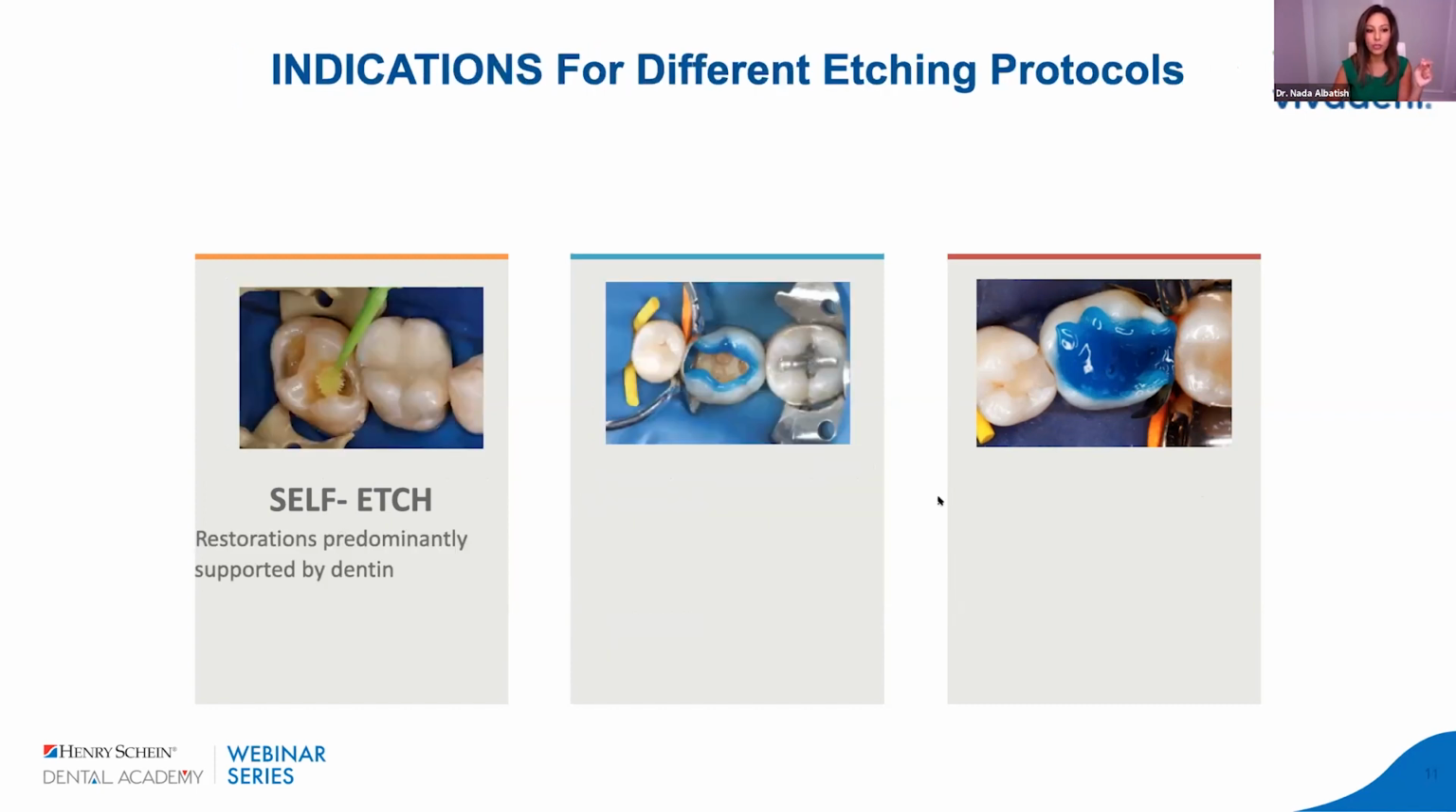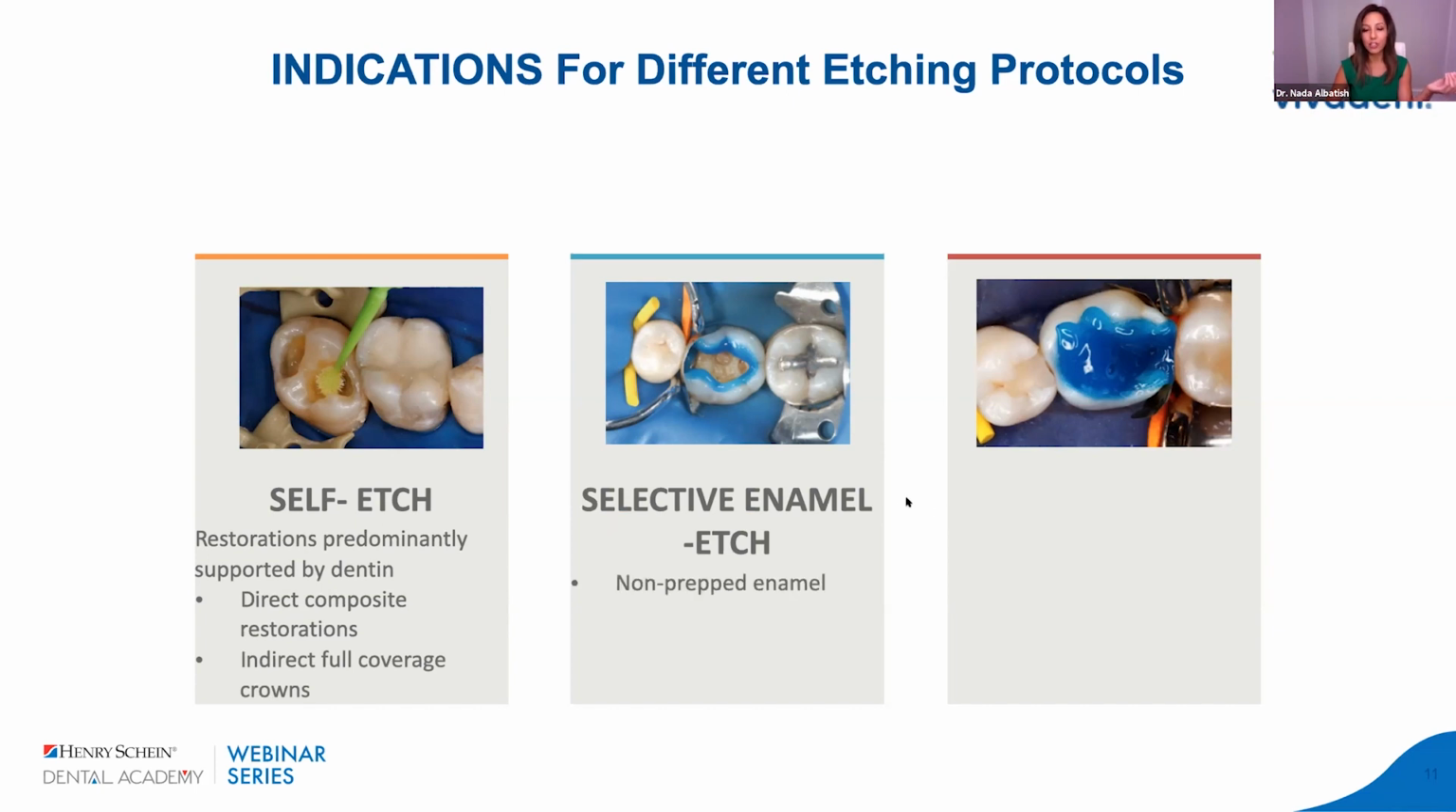Self-etching does reduce the risk of postoperative sensitivity because you're not etching with the phosphoric acid etch, and it's a strong etch, and if you leave it on for too long and if you dry it too much, you can desiccate your dentin, and that creates postoperative sensitivity. It works fine for restorations, direct restorations in the posterior, predominantly supported by dentin.